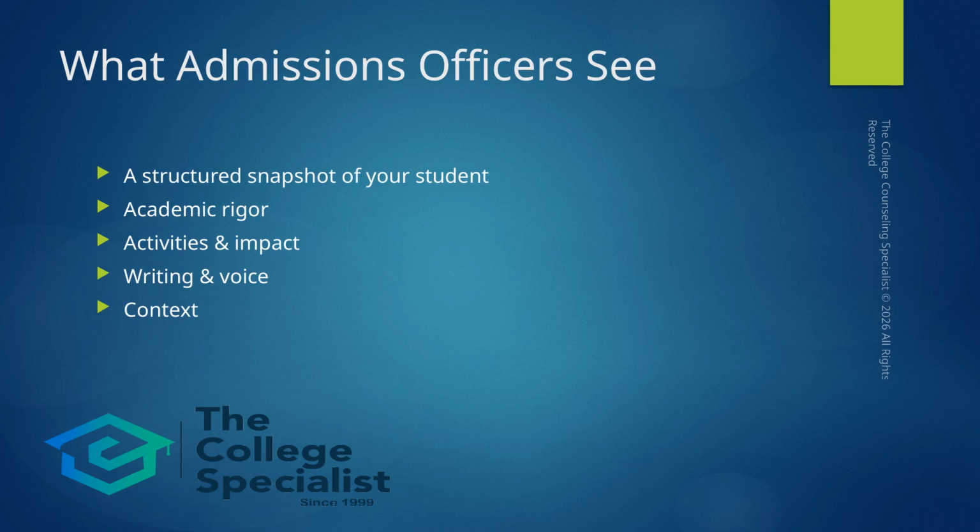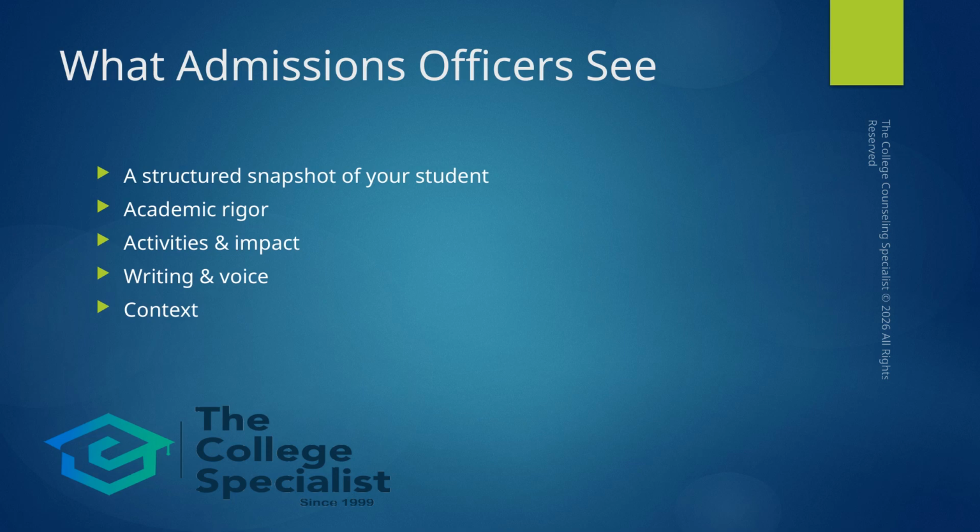When an admissions officer opens your application, they aren't just scanning for numbers. They're looking for a clear, organized snapshot of who you are as a student and community member. They review your academic rigor to understand the challenge level of your courses, not just your GPA. They examine your activities to see where you've invested your time, what roles you've taken on, and how you've made an impact. They read your writing to hear your voice, your perspective, and your ability to reflect.